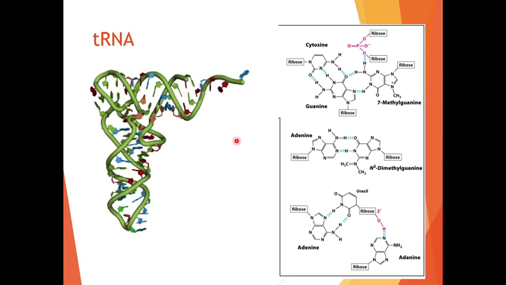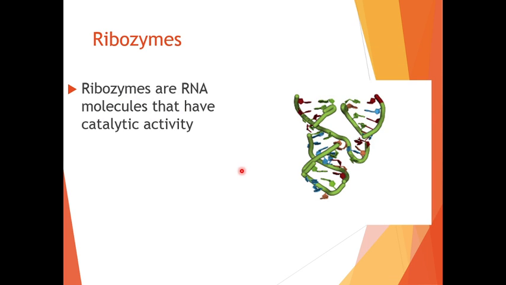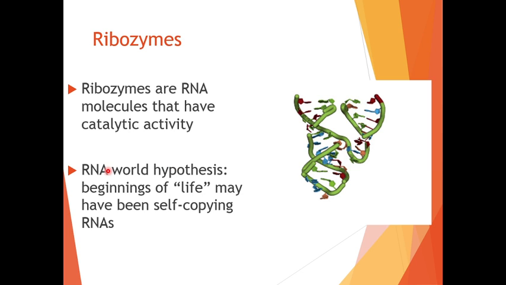Ribozymes or RNA enzymes catalyze a variety of reactions, primarily in RNA metabolism and protein synthesis. The complex three-dimensional structure of ribozymes reflects the complexity inherent in catalysis. And hence, the RNA world hypothesis is this: beginnings of life may have been self-copying RNAs. So it could have been RNAs that started the world or life.